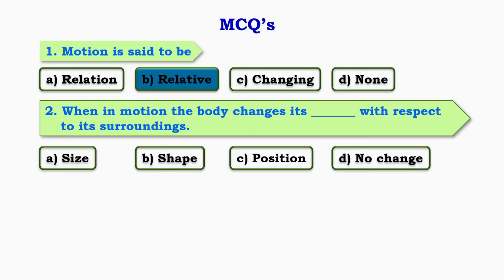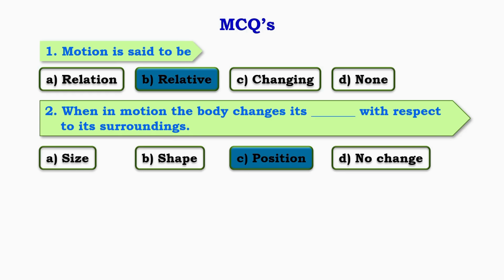Question 2. When in motion, the body changes its dash with respect to its surroundings. The options are size, shape, position, and no change. The correct answer is position. A body is said to be in motion when its position changes with respect to its surroundings. Change in size or shape is not necessary for motion.